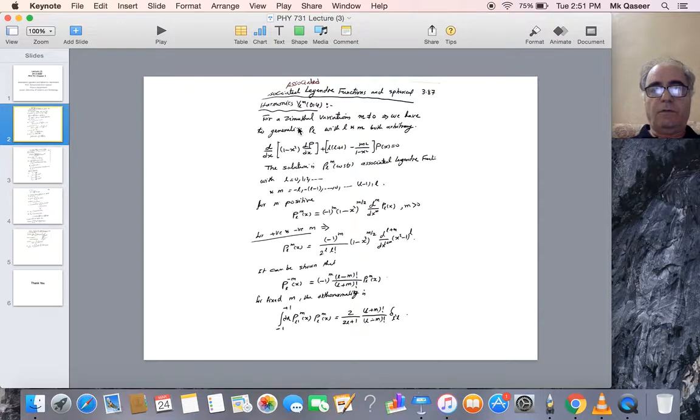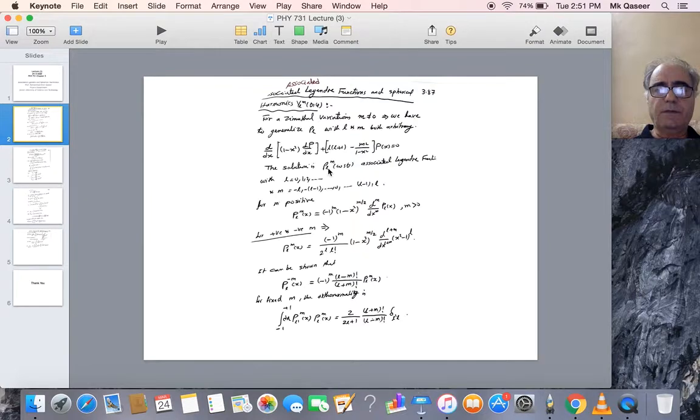We found, when m is not equal to 0, the associated Legendre differential equation: d/dx of (1 minus x squared) dP/dx plus [L(L plus 1) minus m squared over (1 minus x squared)] P(x) equals 0. I'm not going to derive the solution of this equation. We know the solution is the associated Legendre function P_L^m(cosine theta).